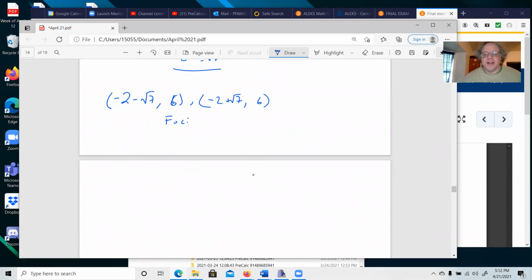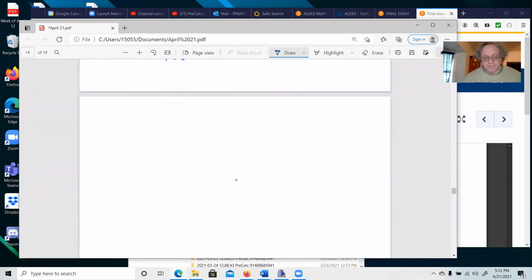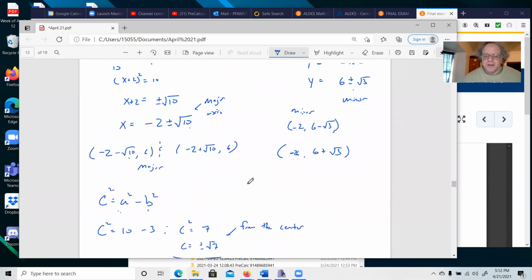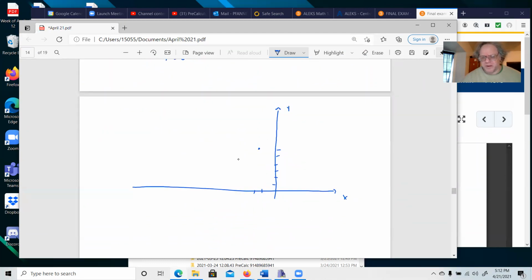Okay, what's the center again? Center was -2, 6. So that's second quadrant, isn't it? So all the action is going on second quadrant. So here we go. We have 1, 2, 1, 2, 3, 4, 5, 6. Here's my center. Okay, where are my endpoints? My endpoints were -2 plus root 10. That's close to 3. It's a little bit more than 3, actually. So 1, 2, 3, 4. So here we are. 1, 2, 3, 4. So here we are. Okay, pretend that's symmetric.